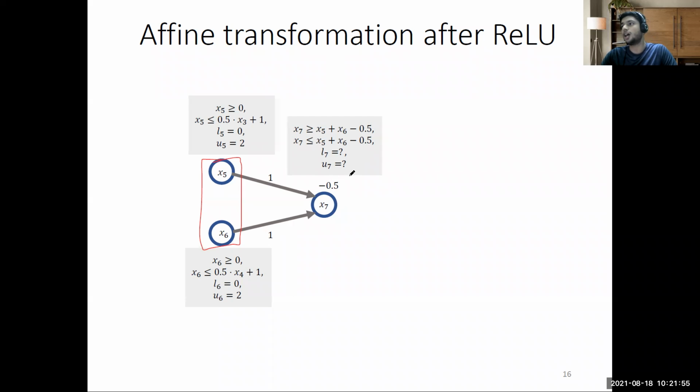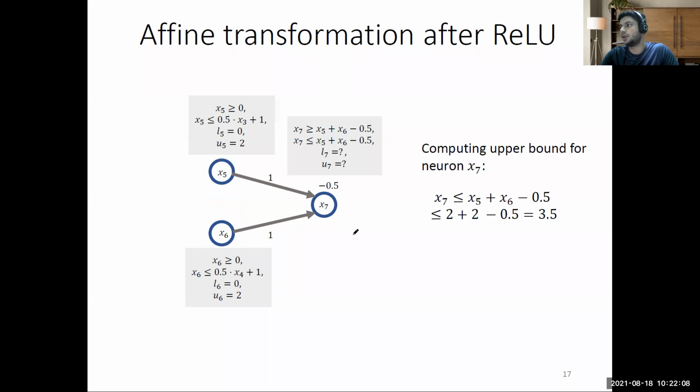To calculate the lower and upper bound for x7, ideally you would just substitute the lower and upper bounds for x5 and x6 from here, and you will get that bound. The lower bound will be minus 0.5 because x5 and x6 are 0, 0 for the lower bound, and for the upper bound x5 and x6 are 2, 2. So 2 plus 2 minus 0.5 gives me 3.5 for the upper bound of U7. This works well, but then the thing is we are losing precision here.